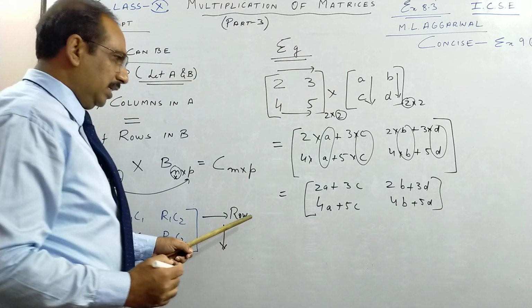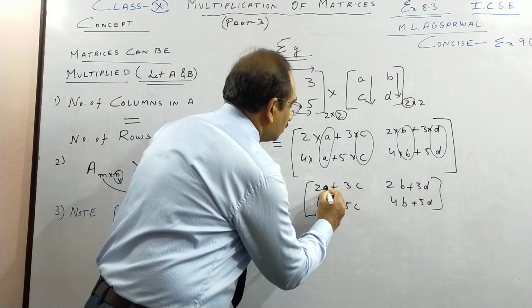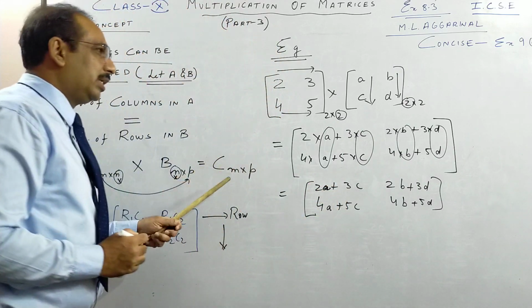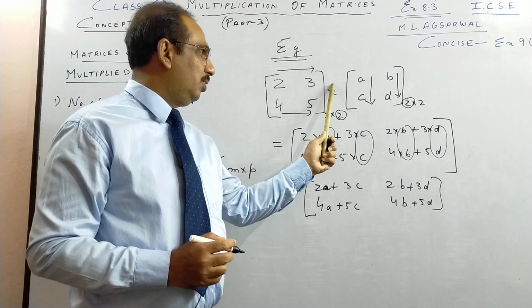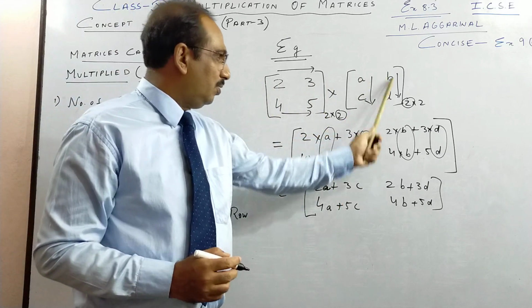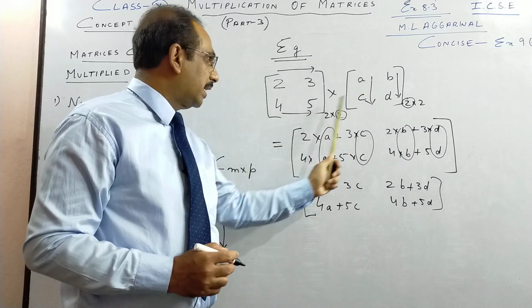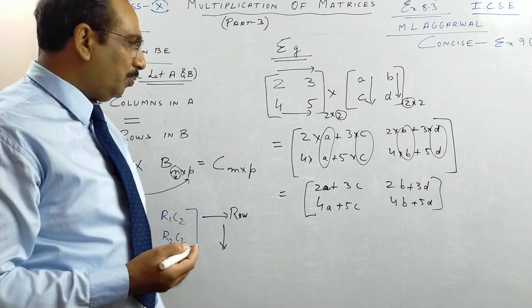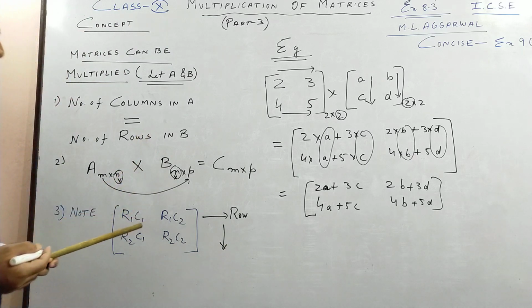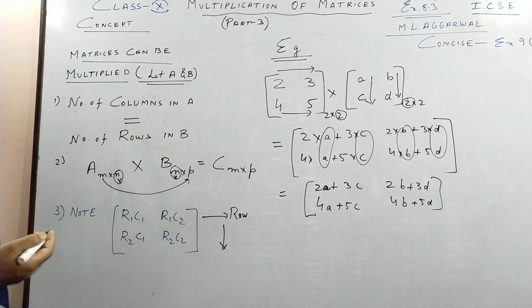So this is the basic concept of multiplication. Once more: first row, first column; first row, second column; second row, first column; second row, second column. The more you practice, the better you will understand. So kindly pause the video and copy whatever is on the whiteboard.